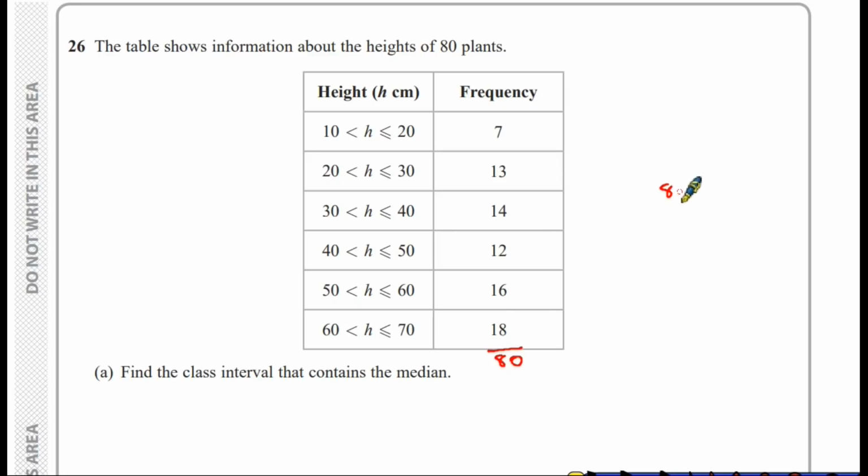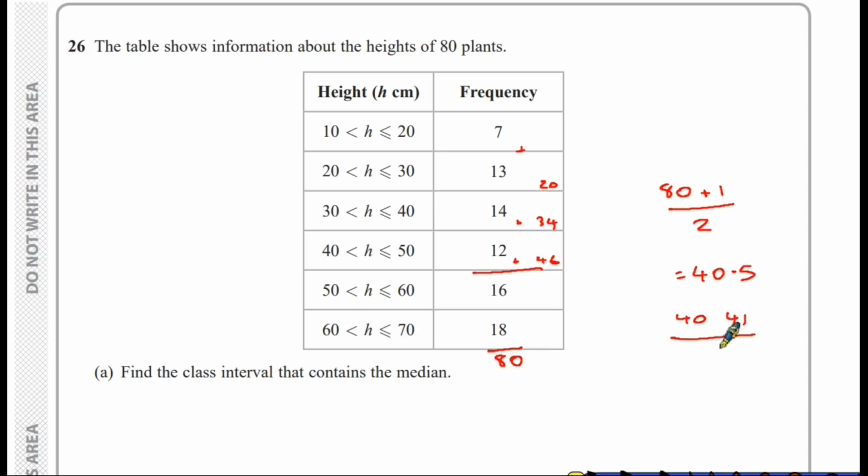And of course, the way to find the median is to use the total number plus 1 divided by 2. So that's 81 over 2 equals 40.5. So we are looking effectively at where the 40th and 41st plant are. So from the top, we add up. The top group has 7 plants. Add that to 13, we get 20. Add that to 14, we get 34. Add that to 12, we get 46. So by here, we are at 46 plants.